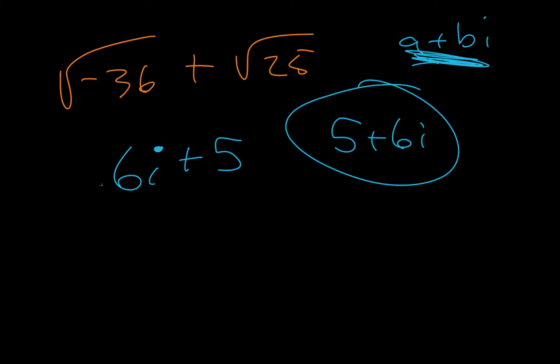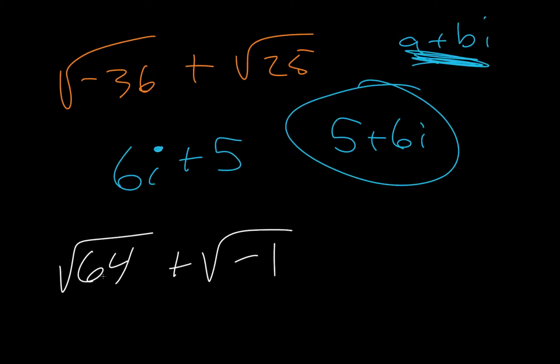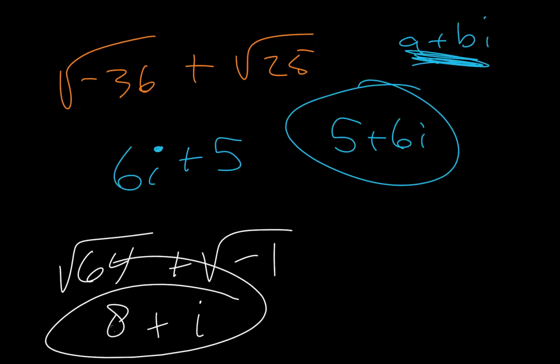Let's do just one more to be clear. Square root of 64 plus square root of -1. Square root of 64 is 8. Square root of -1 is i. And then this actually is already in the right form. We have our real part, then our imaginary part. So we're done.